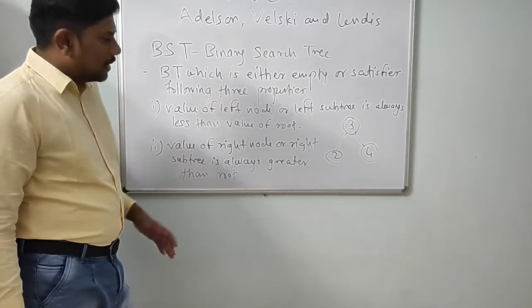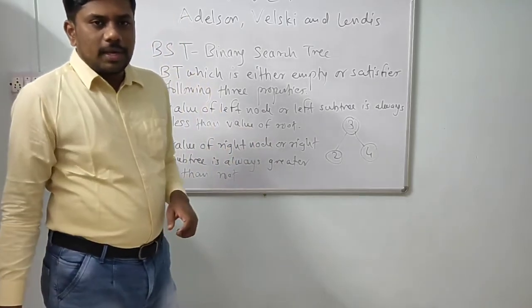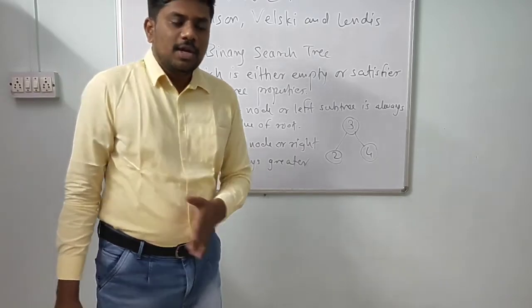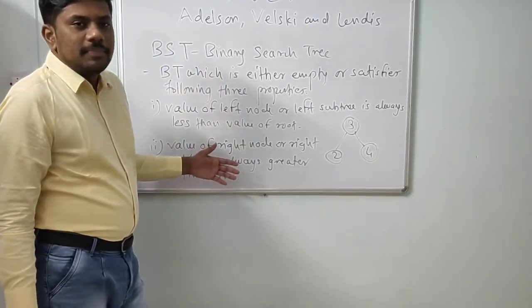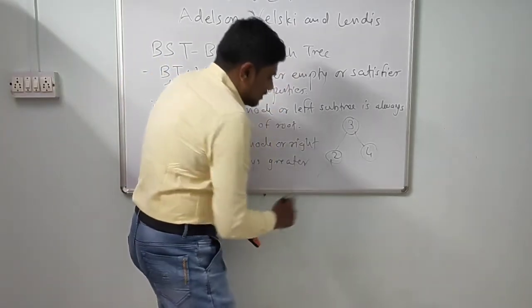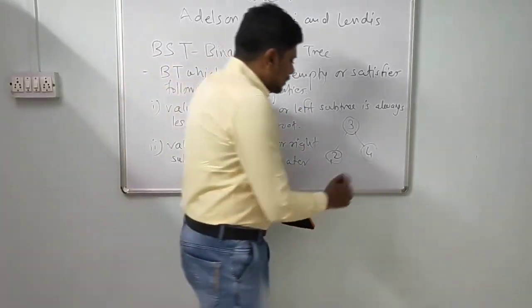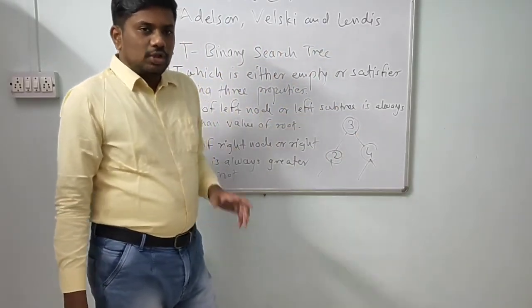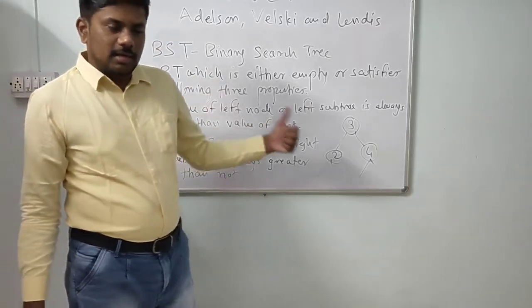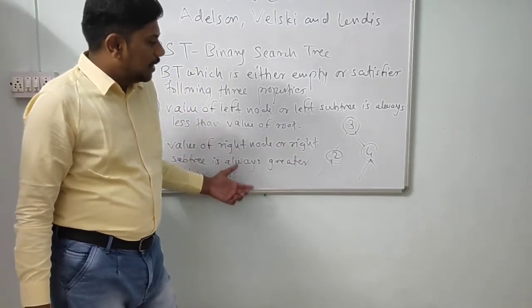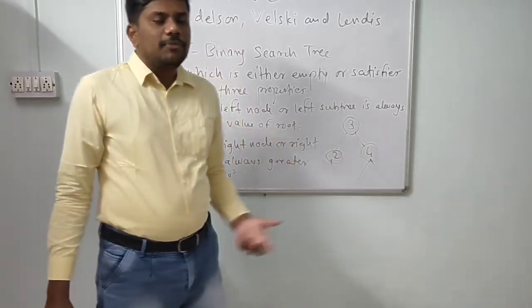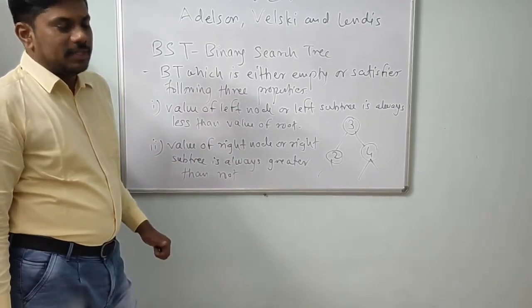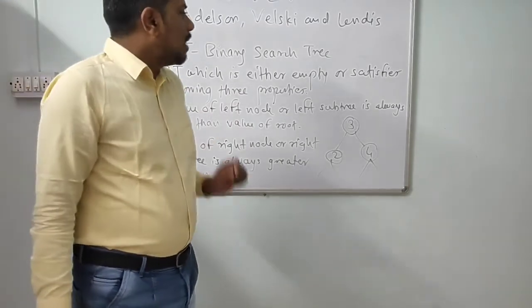And what is the third property? All the nodes, or all the left subtrees and right subtrees, should satisfy these two properties. Suppose this 2 has some left and right subtree, and this 4 has some left and right subtree. All those subtrees should satisfy these two properties. That is the third property. All the left subtrees and right subtrees of your tree should satisfy these two properties. So this is a binary search tree.